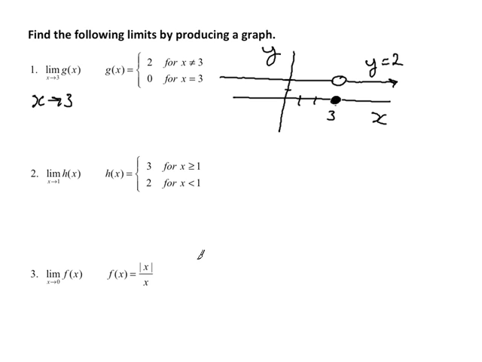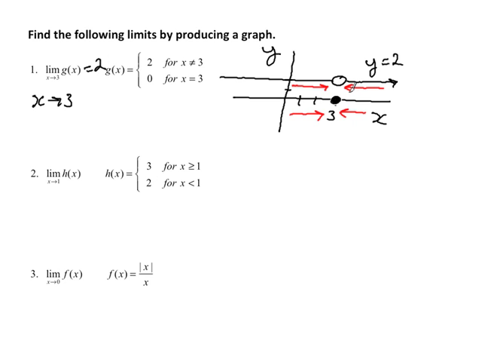So what's the limit as x approaches 3? Well, as x gets infinitely close to 3, let's start from the right. What's happening on the graph? Well, on the graph, I'm up here at y equals 2. As x gets infinitely close to 3 from the left, what's happening to the graph? Well, the graph is up here at y equals 2. So what does that tell me? It tells me this limit is equal to 2.